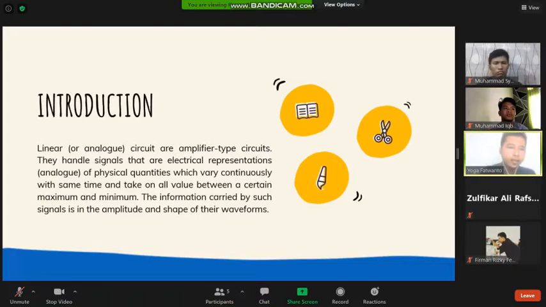First, introduction. Linear or analog circuits are amplifier type circuits. They handle signals that are electrical representations or analogs of physical quantities which vary continuously with time and take on a value between a certain maximum and minimum. The information carried by such signals is in the amplitude and shape of their waveforms.